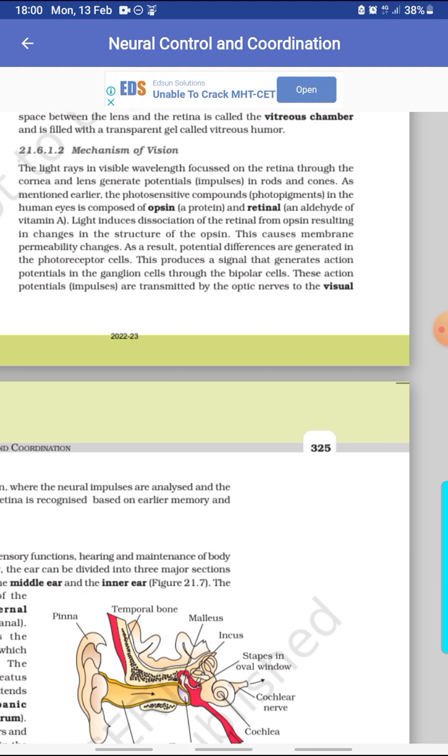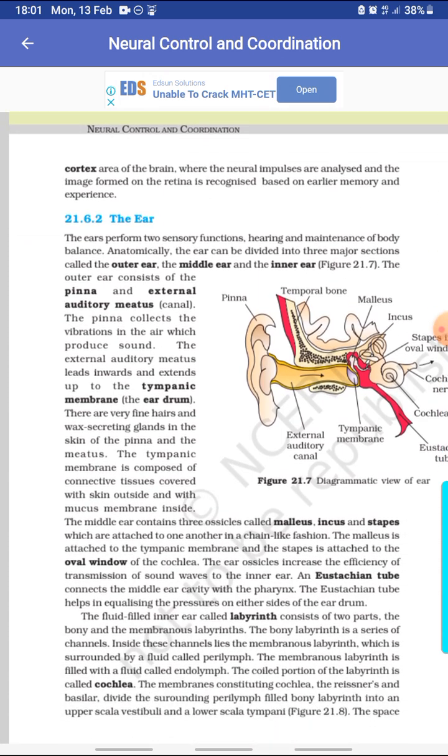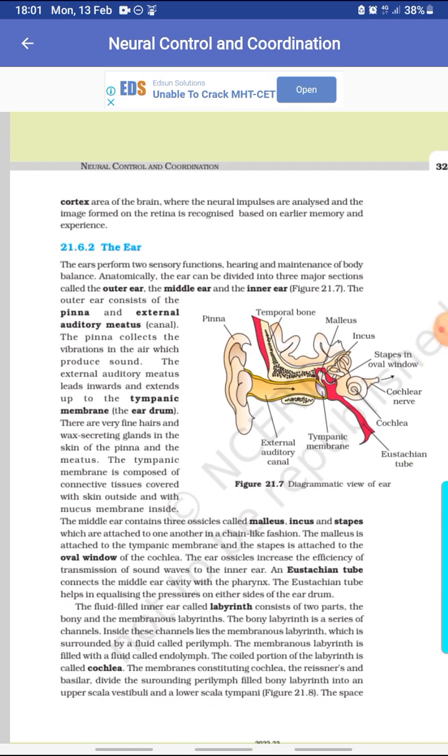Light induces dissociation of retinal from opsin, resulting in changes in the structure of opsin. This causes membrane permeability changes. As a result, potential differences are generated in the photoreceptor cells. This produces a signal that generates action potentials in the ganglion cells through the bipolar cells. These action potentials or impulses are transmitted by the optic nerves to the visual cortex area of the brain, where the neural impulses are analyzed and the image formed on the retina is recognized based on the earlier memory and experience.